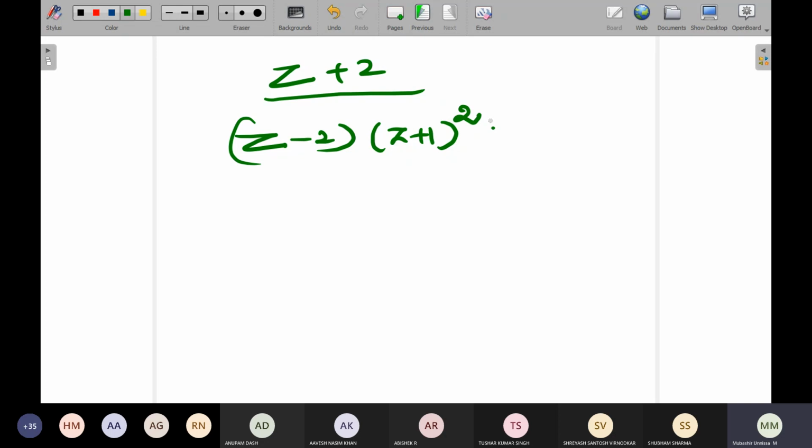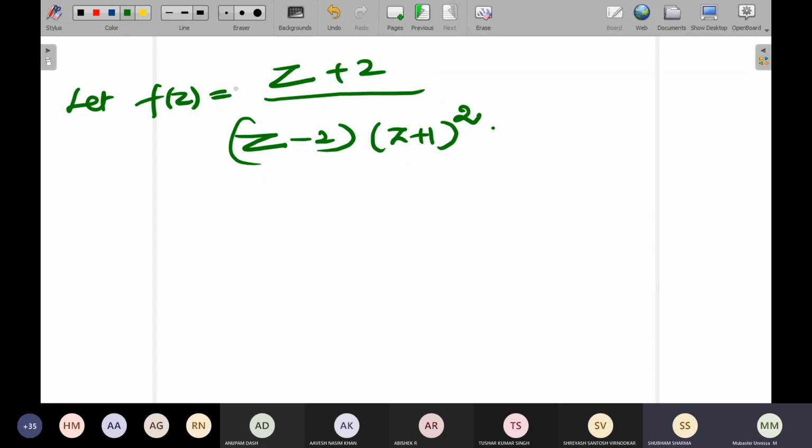So f of z is equal to this. Once you have taken this as f of z, first of all, you have to calculate the residue. For calculating the residue, we need to find the poles, because we know the formulas for the residue at a simple pole or residue at a pole of order m. This is the way we are going to calculate.